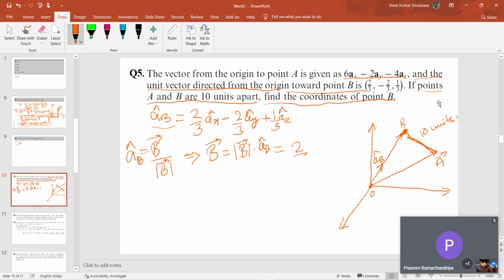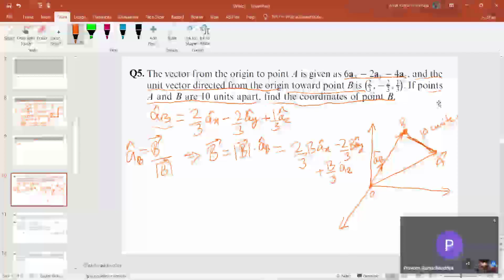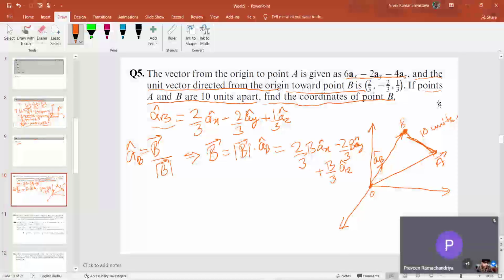So this becomes 2 by 3 B ax minus 2 by 3 B ay plus B by 3 az. Okay, so in the question it is given that vector A and vector B are 10 units apart. So you can use this statement, that is, the modulus of vector A minus vector B, the distance between these two vectors, should be equal to 10 units.